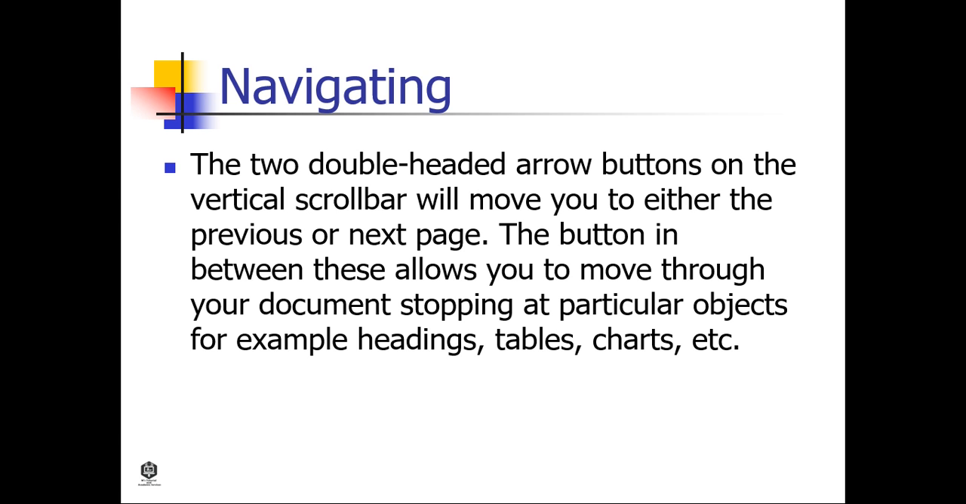In navigating, the two double-headed arrow buttons on the vertical scroll bar will move you to either the previous or next page. The button in between this allows you to move through your documents, stopping at particular objects, for example, headings, tables, charts, and so on.